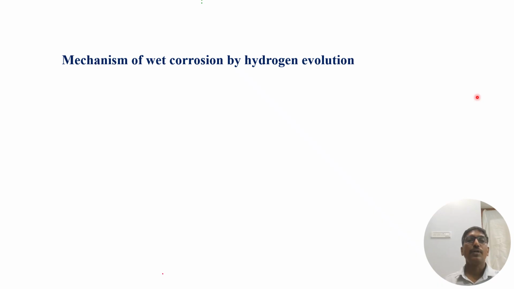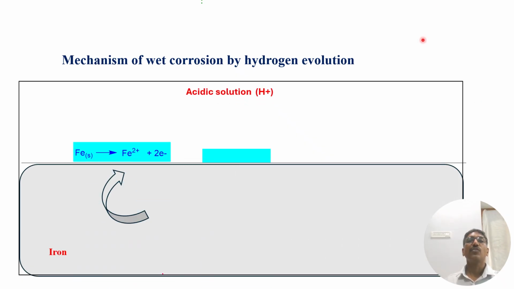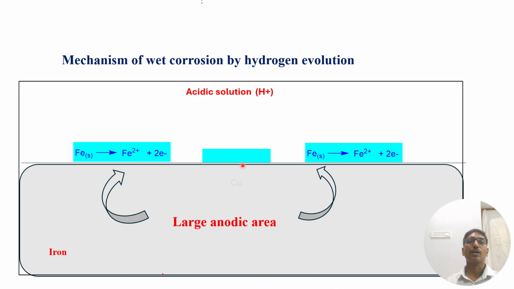Now let's move on to the mechanism of wet corrosion by hydrogen evolution. It's one of the two key mechanisms of wet or electrochemical corrosion. As you can see in the diagram, when an acidic solution sits in an iron container contaminated with copper, the stage is set for galvanic corrosion.